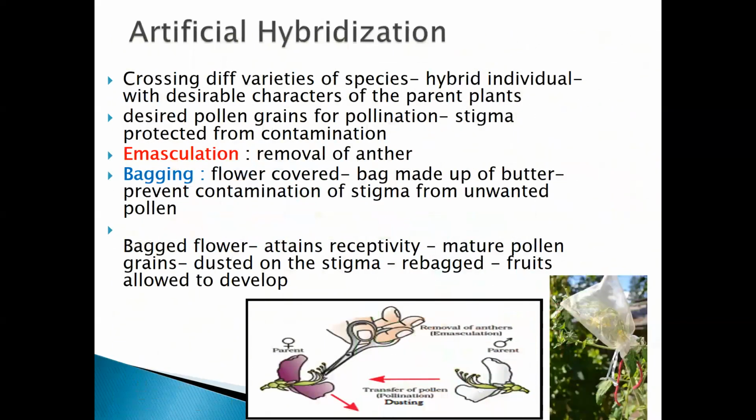Today I'll be giving you one short home assignment. You need to write about artificial hybridization: the definition and the different steps or process we follow in artificial hybridization. I want all of you to submit it to me today itself, before the next class. Is it clear to all of you? So please make sure that you send your home assignments.